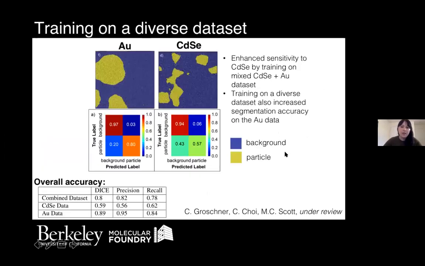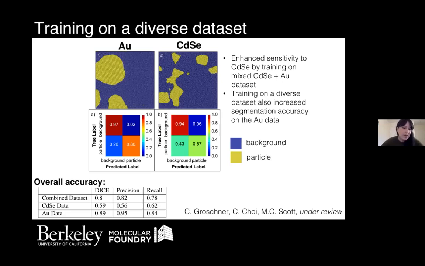unfortunate, but what we learned was inspired by some common knowledge from the machine learning community that if you have more diversity in your data set, so you just have more examples of each type of data, then you tend to increase the accuracy of your trained neural net. And so we found that, interestingly, when we train on both gold and CAD cell, we improve the accuracy not only of the CAD cell, but also of the gold. So the true positives for the particle class pixels in both cases is greatly increased.